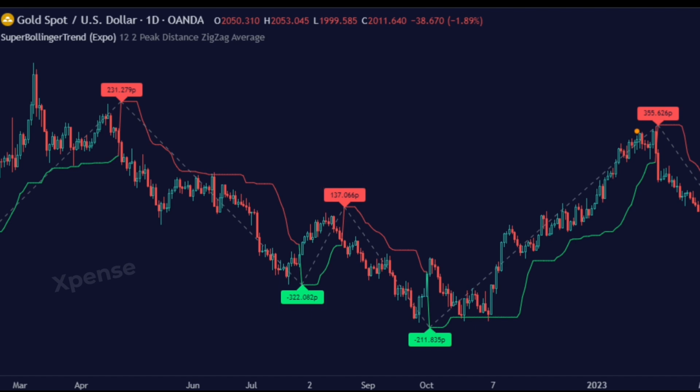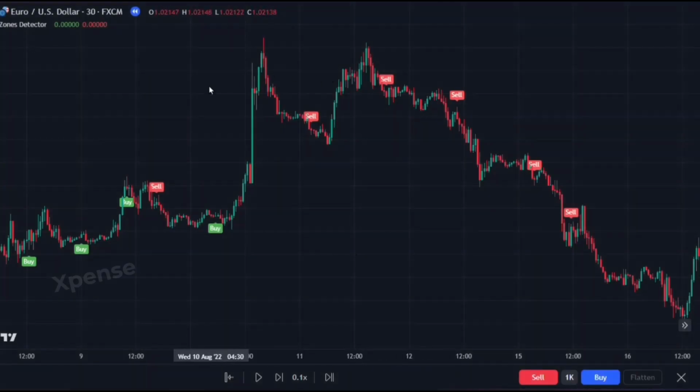Here's what makes it unique: the signals alternate. After a buy signal, you're guaranteed a sell signal, and vice versa. If you miss one signal, no worries. Just wait for the next one. This dynamic approach offers plenty of opportunities for traders.